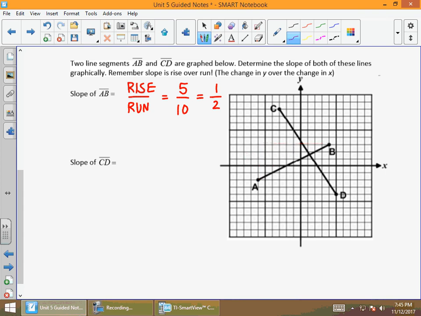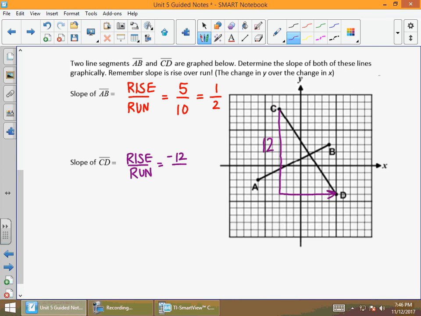All right, let me clear that out. C to D. Now you'll see the rise go in the negative. So there's my rise. I'm going down. 1, 2, 3, 4, 5, 6, 7, 8, 9, 10, 11, 12. My rise looks like negative 12. I'm going to count that one more time. 1, 2, 3, 4, 5, 6, 7, 8, 9, 10, 11, 12. Yep, so negative 12. Now I'm still running right.